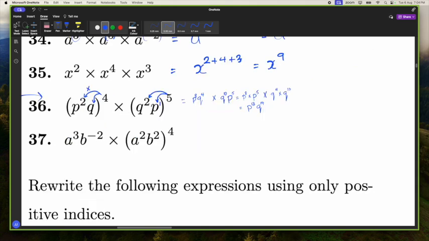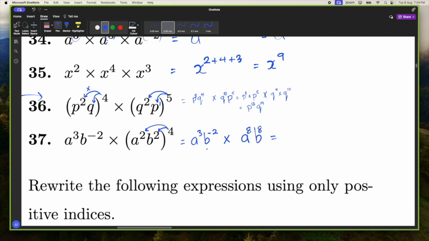So you see I have a cubed b to the minus 2. That I have no brackets or nothing, so I can leave that so. A cubed b to the power minus 2. I had this big multiply here. And now I'll expand these brackets here. So 4 times 2 is 8. A to the power of 8. And then 4 times 2 is also 8. B to the power 8.